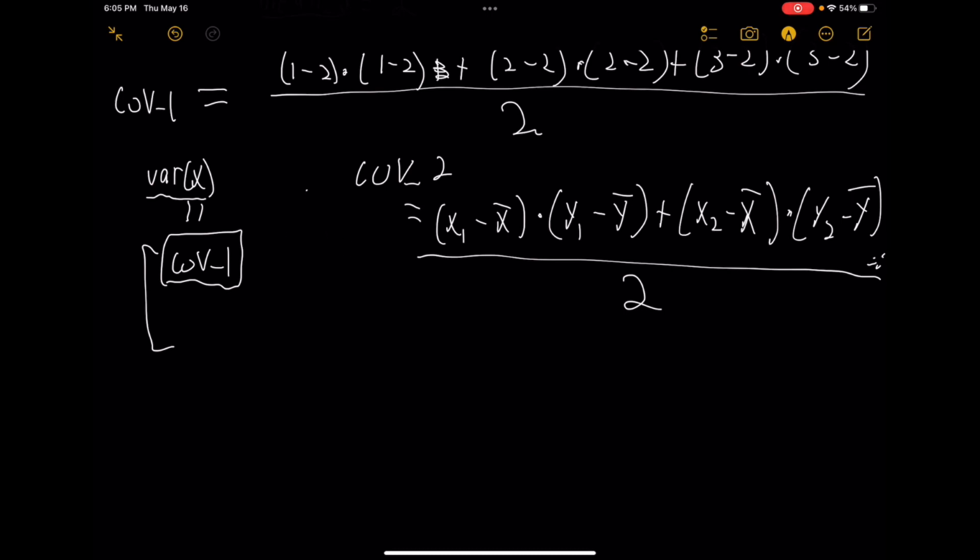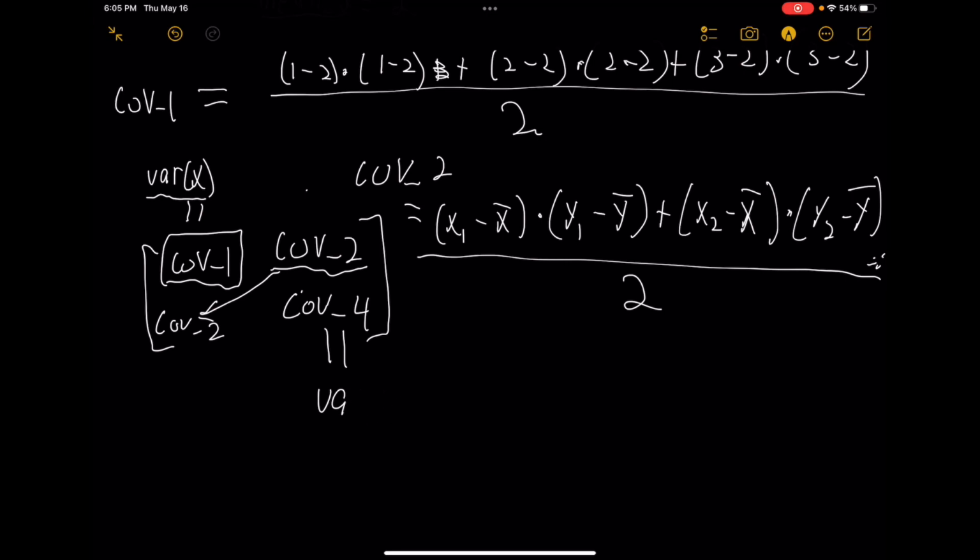Cov underscore 2. One thing to note about this matrix we're creating is it's symmetric, meaning that this value is going to be the same exact thing as this value. So this would be cov underscore 2. And this value, cov, we'll call it 4, which is equivalent to the variance of y, because this is the covariance of y comma y.